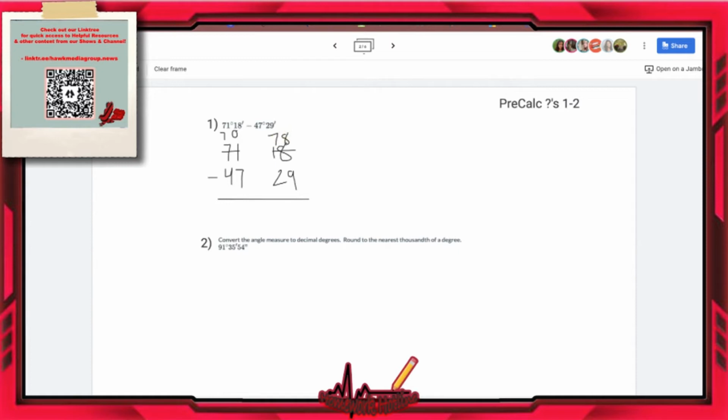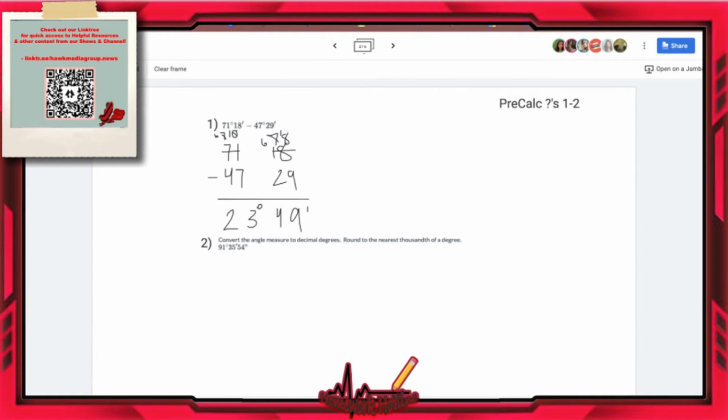And then you would just go through as you normally would. So this would be 18 minus 9, 9, and then subtract that from over here. So that would be a 6, and that would be 4. And then just basic subtraction again, 10 minus 7, 3, and then 6 minus 4, 2. So your answer would then look like 23 degrees and then 49 minutes. This was actually on our homework assignment. So that's how that one would look.